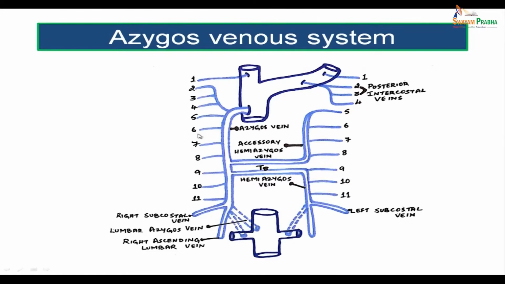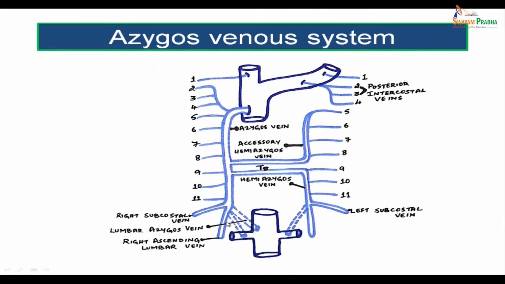Coming to the azygos venous system. Azygos venous system is the venous system of the thoracic cavity, where you find the veins of the thoracic cage will be ending in the superior vena cava through the azygos venous system. Azygos means unpaired. It is present on the right side of the midline in the prevertebral region.